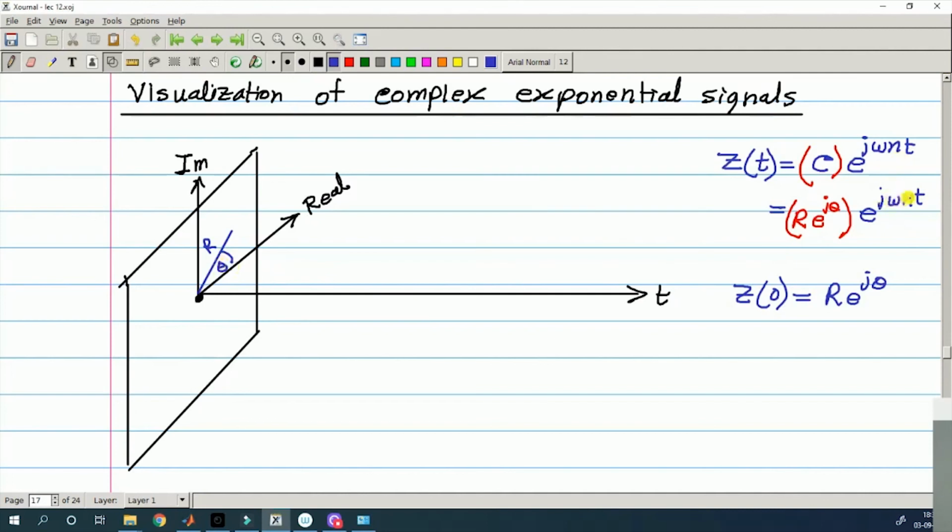And then as time increases, z(t) will have a circular locus rotating anti-clockwise in the Argand plane with the angular velocity omega n. And time is also increasing, so the tip of this vector will actually move in a spiral manner like this.